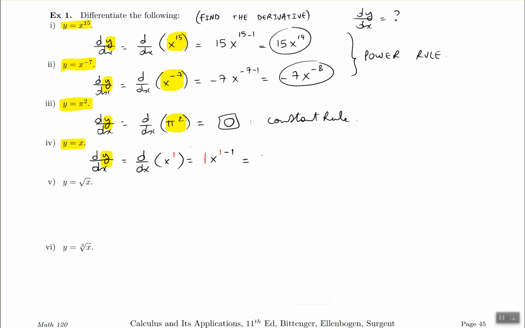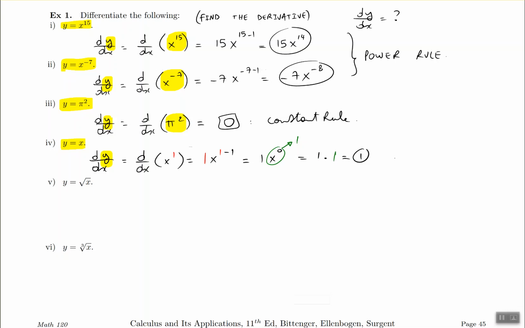Now once we do that, we end up with 1 x to the power of 0. And we need to recall that anything to the power of 0 is equal to 1. And so 1 times the 1 is going to be at the end equal to 1.